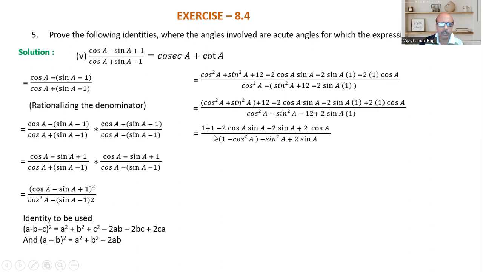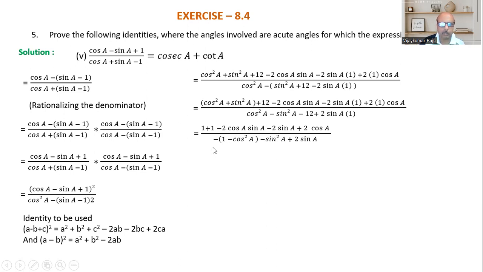Sine square plus cos square is 1. So 1 plus 1 minus 2 cos minus 2 sine upon... Now here, cos square minus sine square, and this is 1 square. So I bring minus 1 this side first.